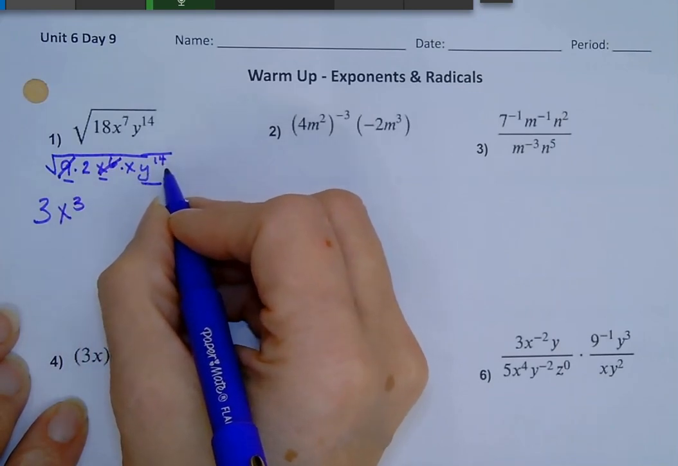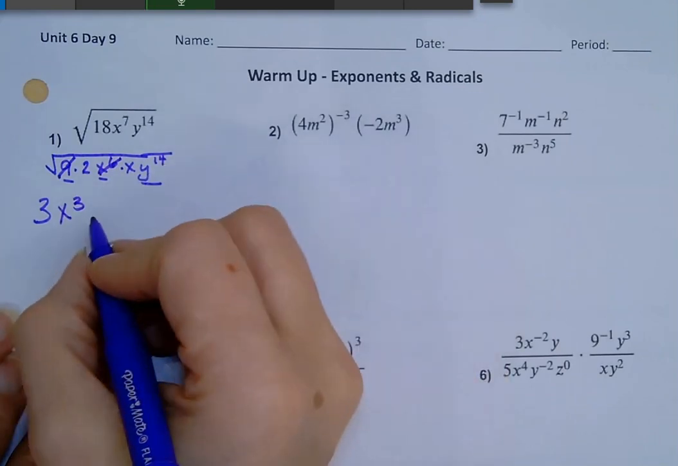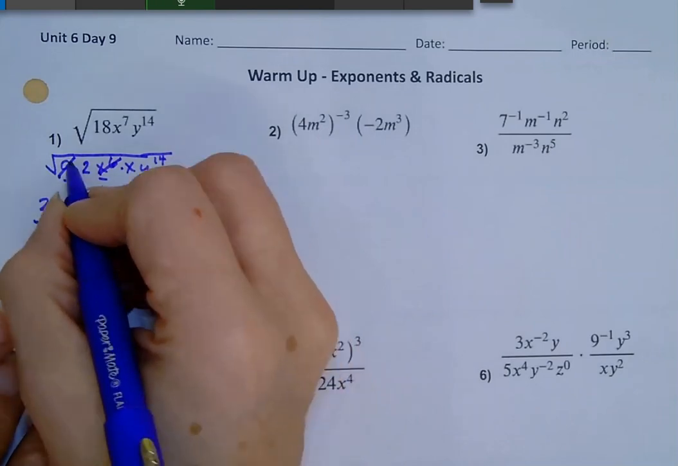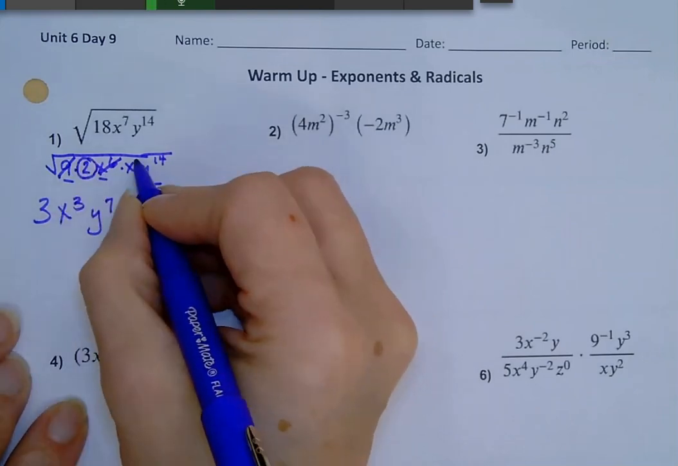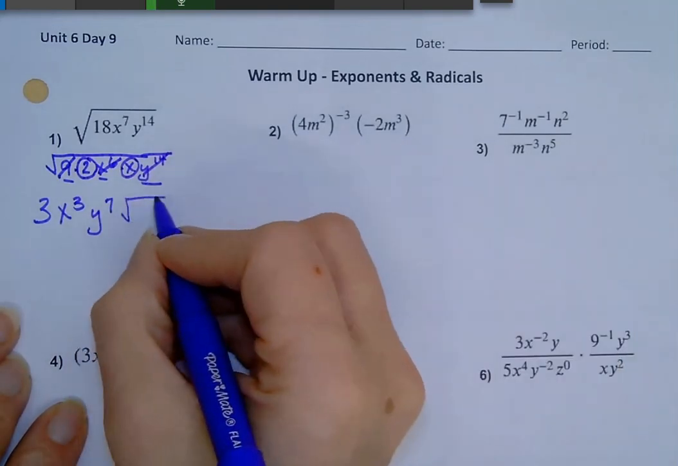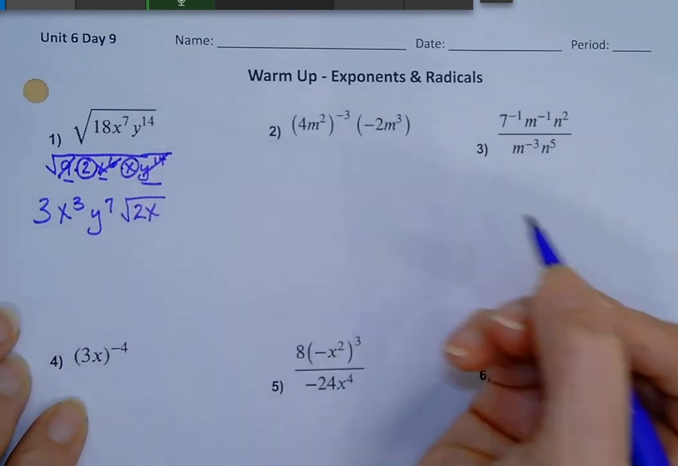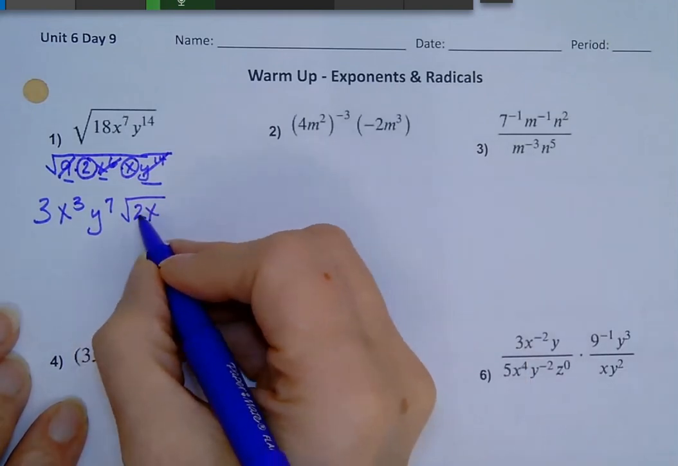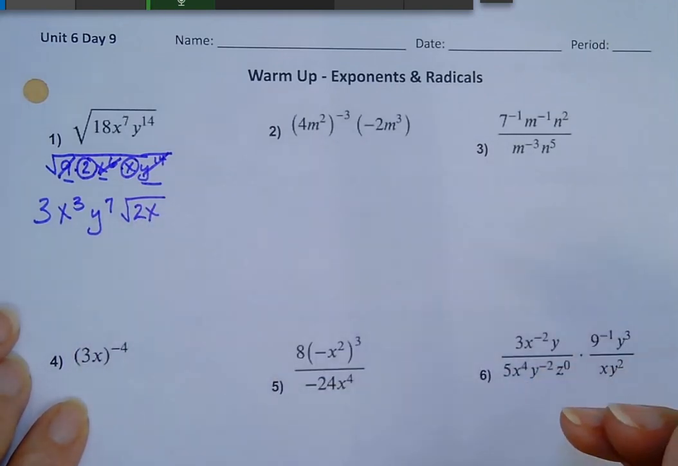When I pull that out, that will be y to the 14 divided by 2, so it's going to be y to the 7. I couldn't take the square root of 2, and I couldn't take the square root of x there, so I'm going to still have the square root of 2x in my final answer. Double check and make sure my radicand looks like it's as simple as possible, and it does look like that.